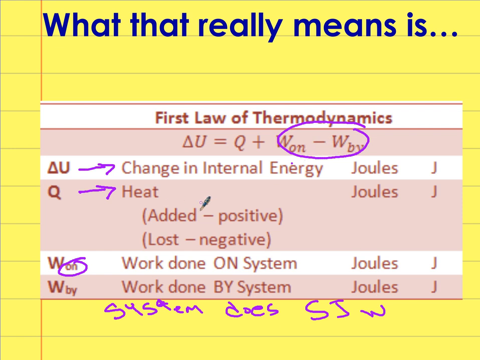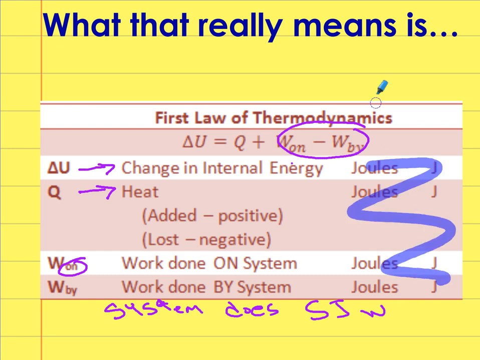Now, heat can be positive or negative. If you add heat to the system, it's positive. If you lose heat, it's negative. And they are all, of course, measured in joules. So keep your units straight.